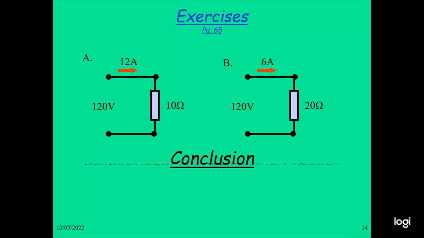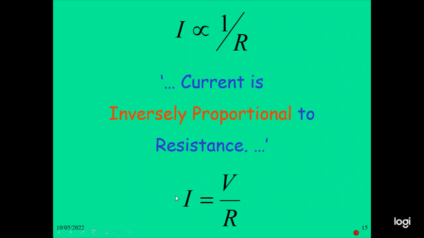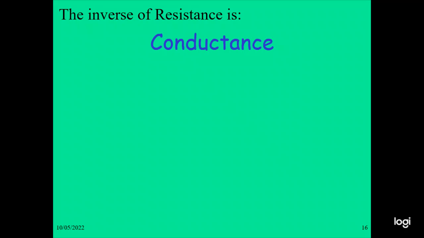In this case, this is the exercise for the increase in resistance giving a proportional decrease in current. With a 120 volt supply and a resistance of 10 ohm, the current flow is 12 ampere. With a 120 volt supply and a resistance of 20 ohm, the current is 6 ampere. This means the increase in resistance gives a proportional decrease in current. So the current is inversely proportional to resistance.